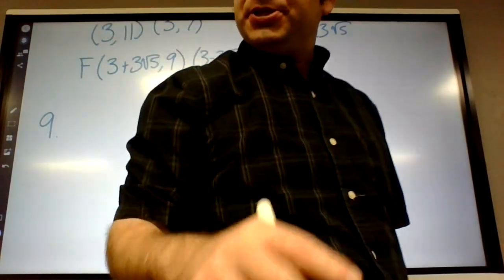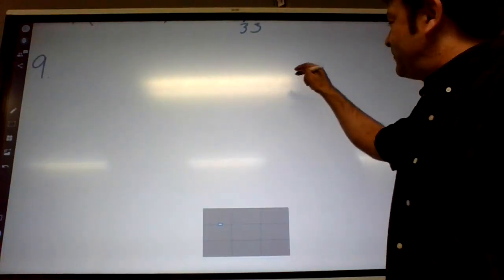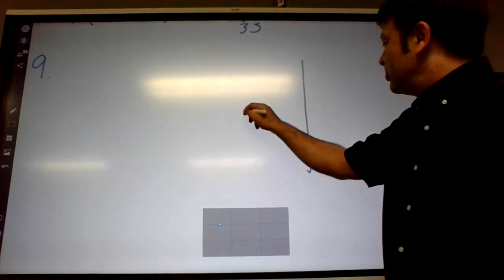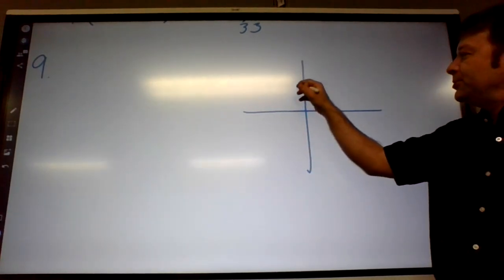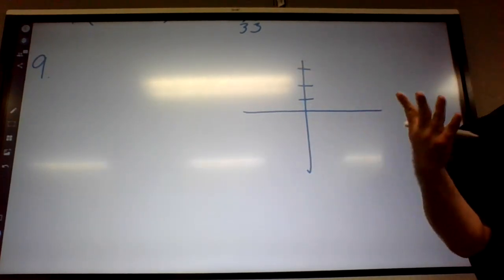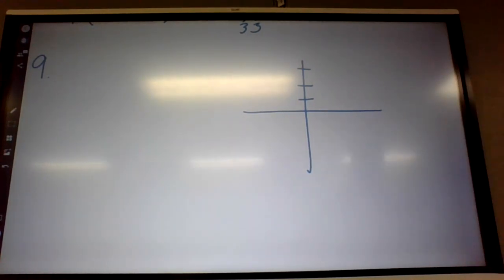Number one. Number one, it's asking for what's the y-intercept. Okay, here's a question. What is a y-intercept? Let's start with that. Where it cuts across the y-axis. Where the graph hits the y-axis. That's the y-intercept.